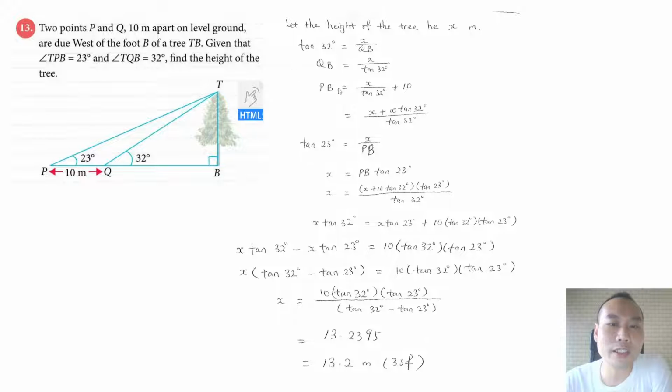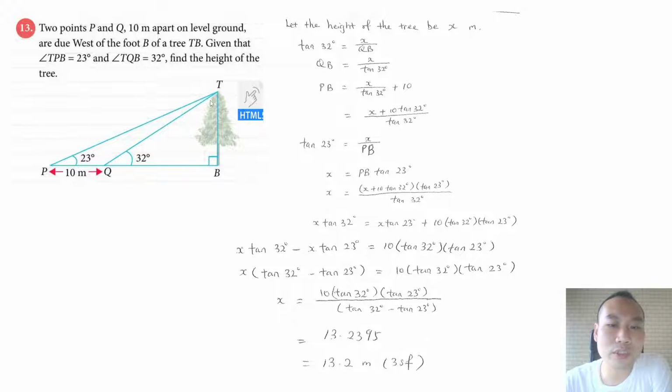But why do I get PB instead of QB? Because there is another way to get PB. The other way to get PB is to use the other triangle, TPB. So from there, later we find PB again and compare the two. We can actually find our unknown x. So that's exactly what we're going to do.